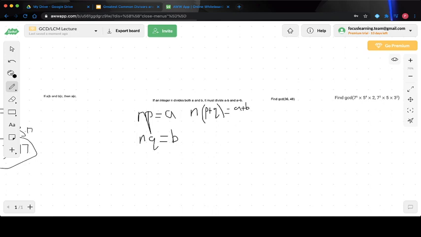So this means that since n is being multiplied by an integer and the result equals A plus B, n divides A plus B. And in a similar fashion, if we subtract these, then we get n times (p minus q) equals A minus B. So n divides A minus B, since n is being multiplied by an integer and we get A minus B as a result.